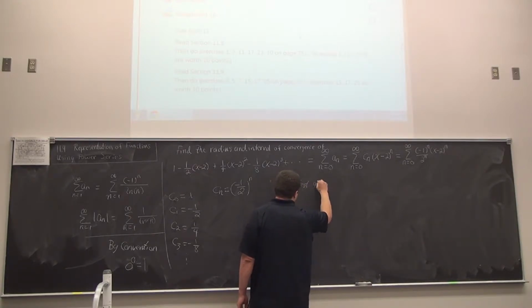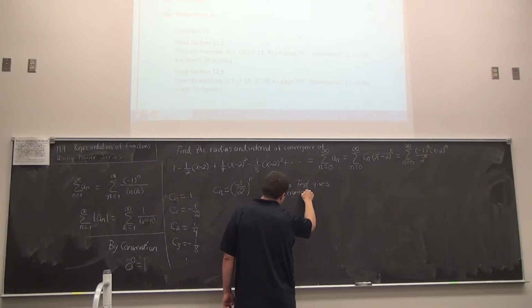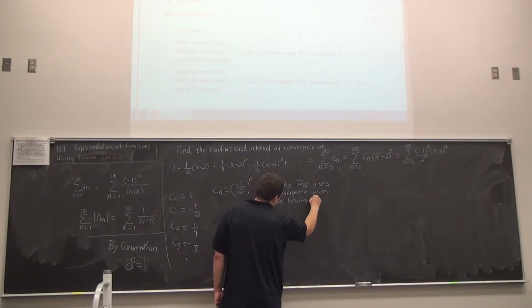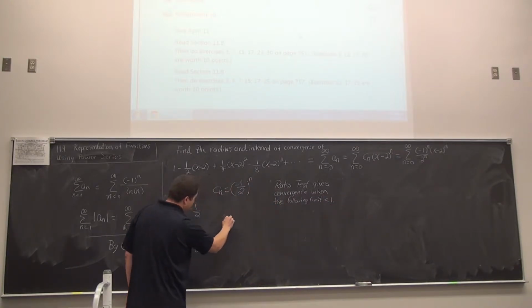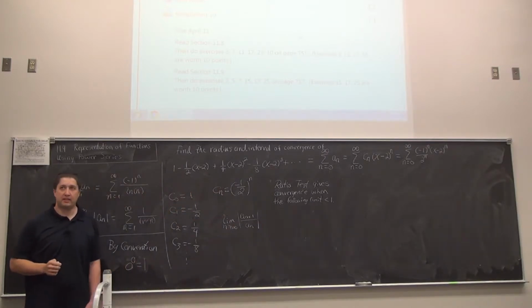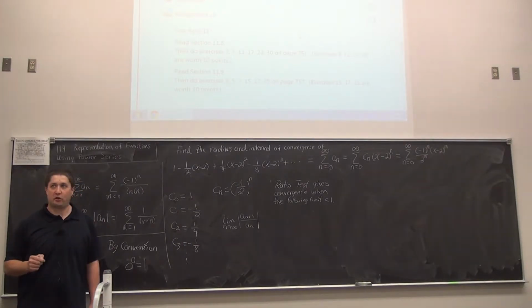Ratio test gives convergence when the following limit is less than 1. And that limit would be the limit as n goes to infinity of a sub n plus 1 divided by a sub n. Now when we look at a sub n, we mean the total series, including the power portion, x minus 2 to the power n, whereas c sub n just refers to the coefficients.